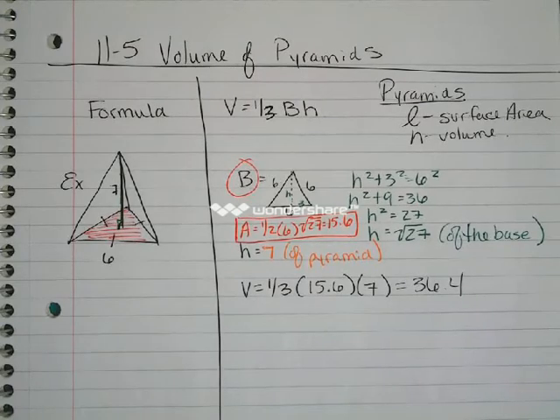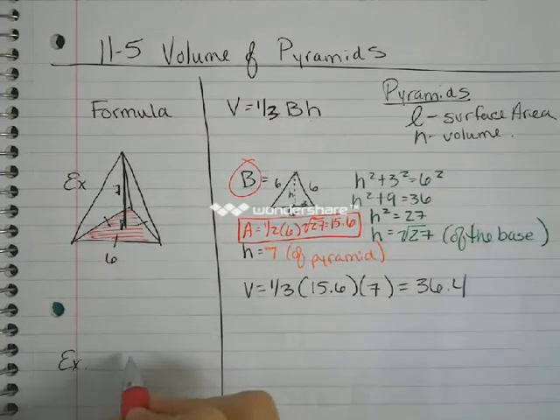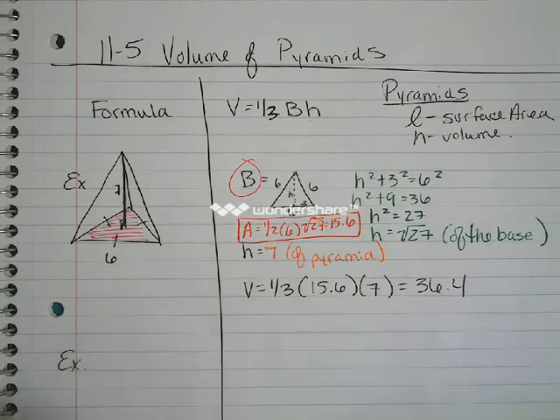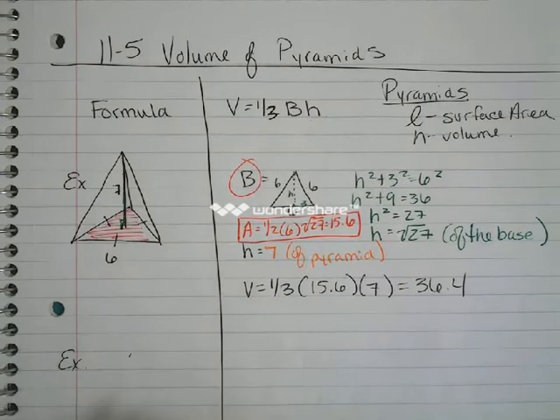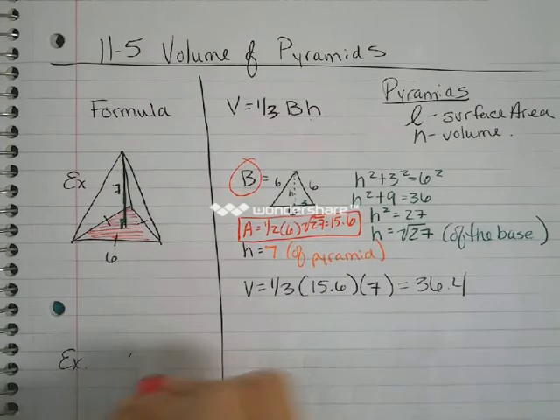Could have made that problem really complicated by throwing in a slant height as well, which in that case you would have had 3 different types of heights. As long as you're careful and you're keeping all of your heights separate and you know which one to use when, you should be okay.